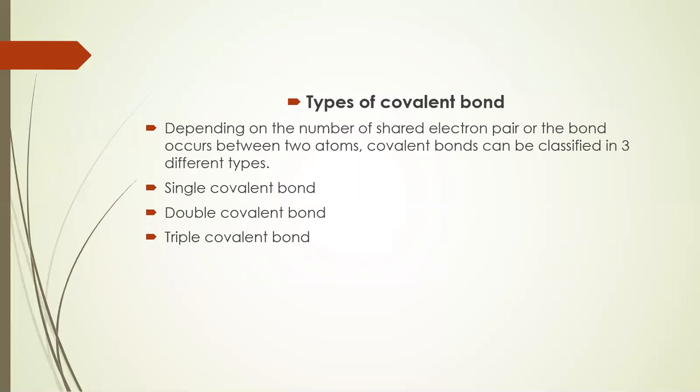Now, we are considering the types of covalent bonds. Here are the three types of covalent bond on the basis of the shared pairs of electrons. Number one is the single covalent bond, number two is the double covalent bond, and number three is the triple covalent bond.